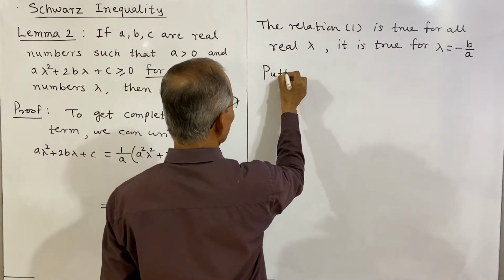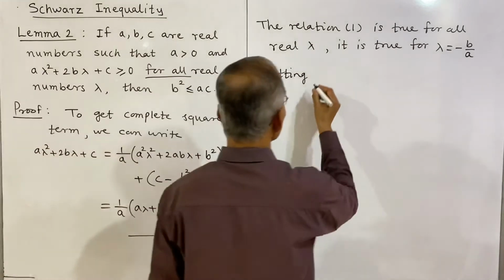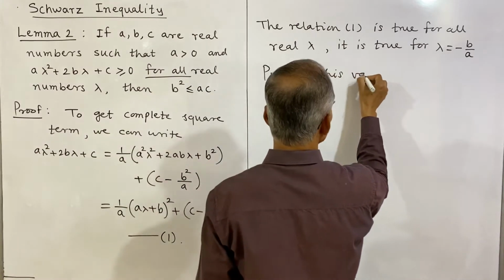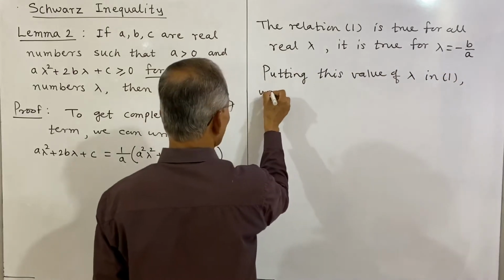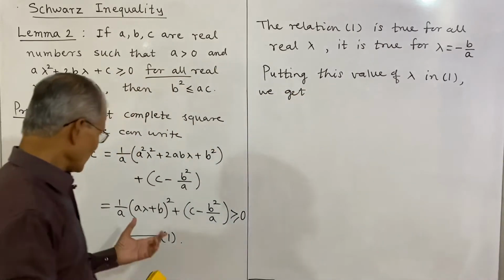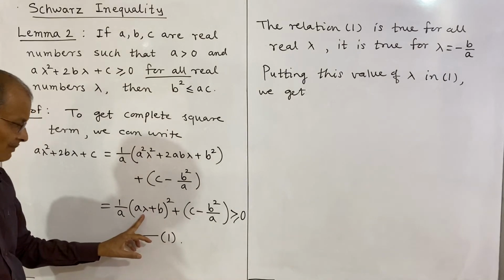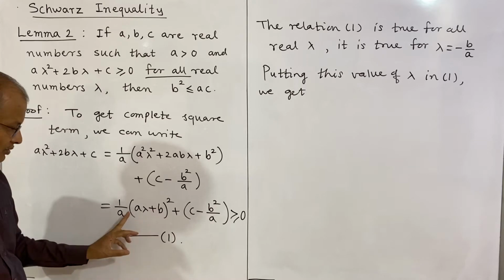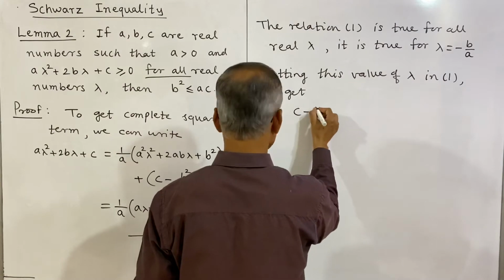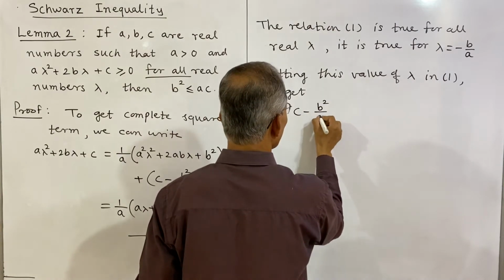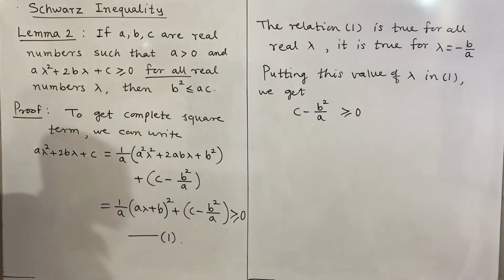Putting this value of lambda in 1, we shall put this value in this part only, and this is 0. If you put lambda equal to minus B upon A, that is 0. So the first term is 0 and the second term is only C minus B square upon A, so we get C minus B square upon A is greater than or equal to 0.